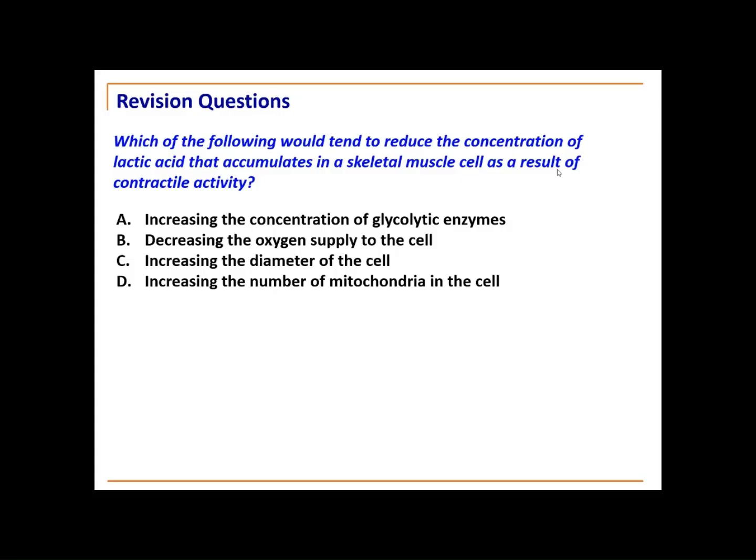Which of the following would tend to reduce the concentration of lactic acid that accumulates in a skeletal muscle as a result of contractile activity? Again, only one is correct. Increasing the concentration of glycolytic enzymes? No, that's not correct, because glycolytic enzymes are anaerobic because they're in the cytoplasm. Decreasing the oxygen supply to the cell? No, that won't either. Increasing the diameter of the cell? Nope, that won't make a difference. Increasing the number of mitochondria in the cell? Yes, that will obviously tend to reduce the concentration of lactic acid because the mitochondria are aerobic, whereas anaerobic respiration takes place in the cytoplasm and involves the glycolytic enzymes.